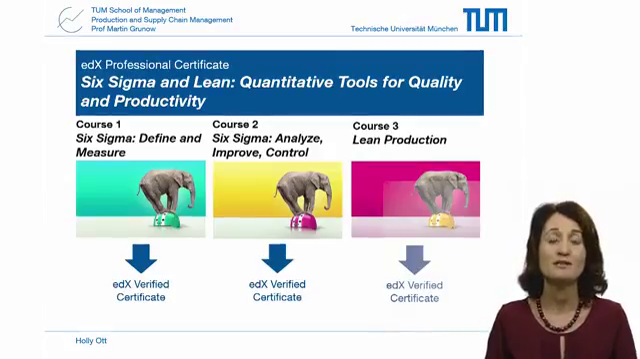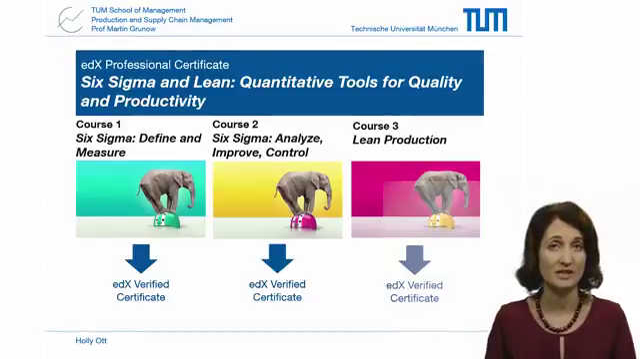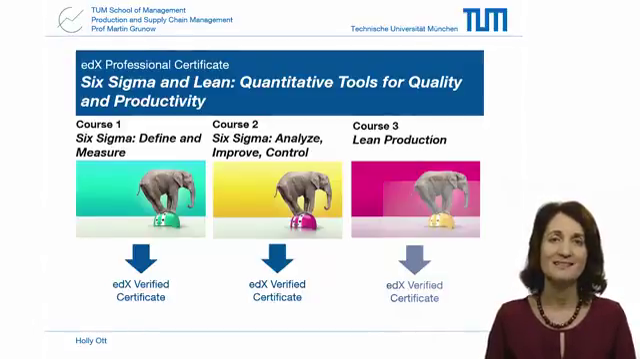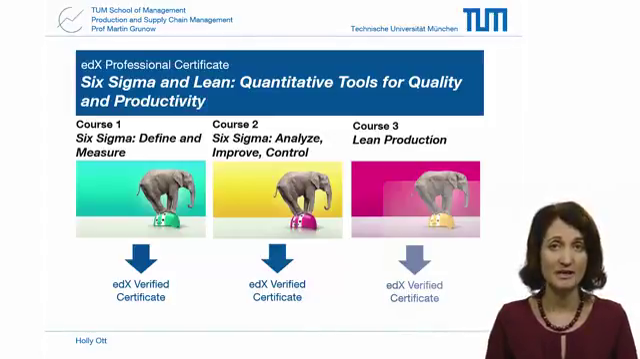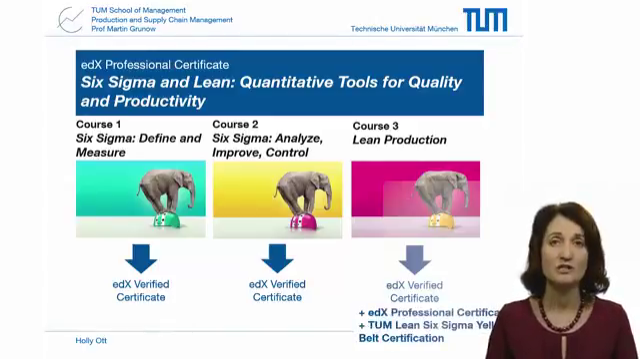There are 3 courses in this edX Professional Certificate Series. Course 1 is Six Sigma, Define and Measure. Course 2 is Six Sigma, Analyze, Improve, and Control, and Course 3 is Lean Production. Each course has the option to be taken as a verified certificate, and upon completion of all 3 courses with verified certificates, you will receive the Professional Certificate from edX and the TUM Lean Six Sigma Yellow Belt certification.